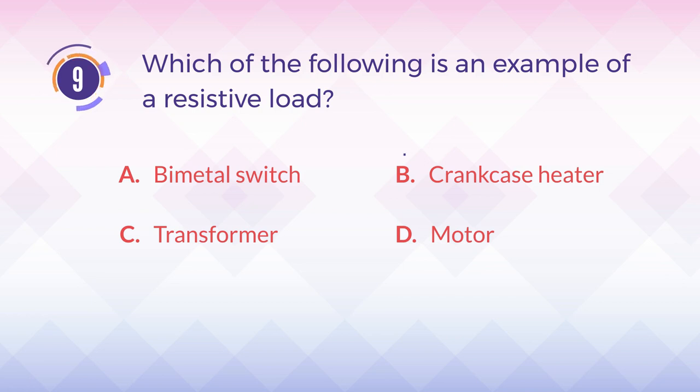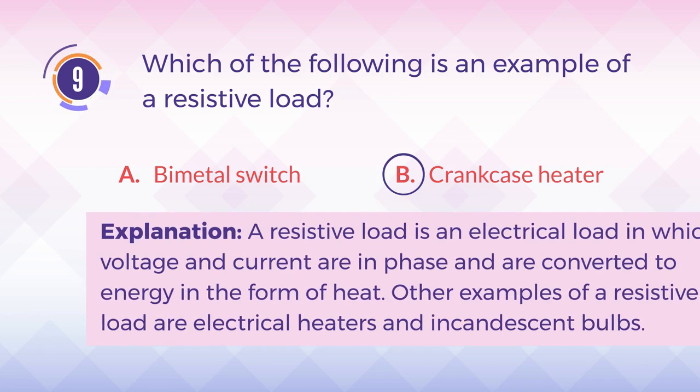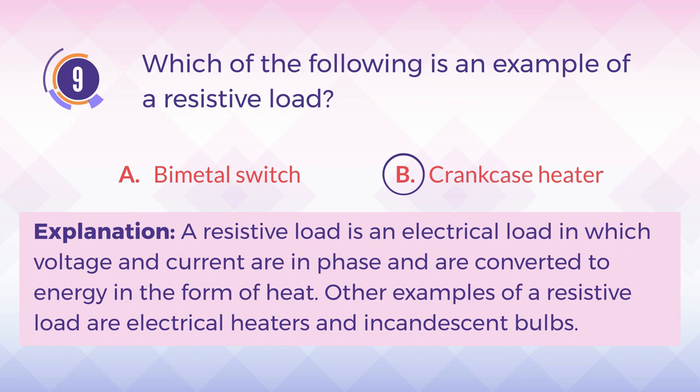The correct answer is B. Crankcase heater. Explanation. A resistive load is an electrical load in which voltage and current are in phase and are converted to energy in the form of heat. Other examples of a resistive load are electrical heaters and incandescent bulbs.